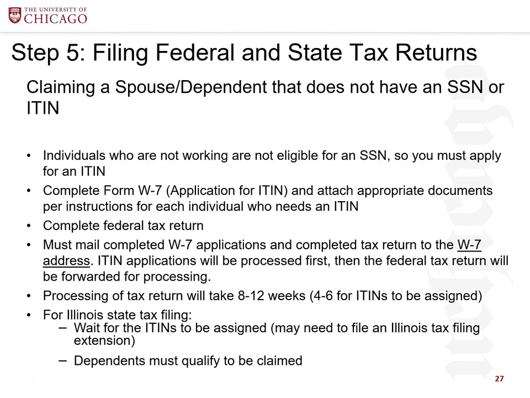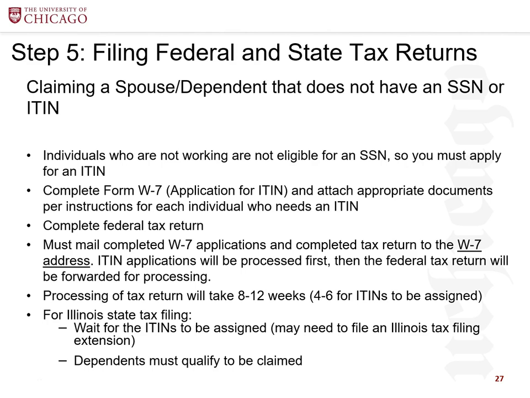Because there's an extra step involved, the processing of your tax return will take about 8 to 12 weeks, because it does take 4 to 6 weeks for ITINs to be assigned. And this is one of the busiest times of year for them. So, you know, you can guess that it's going to take a little bit longer to get that completed.